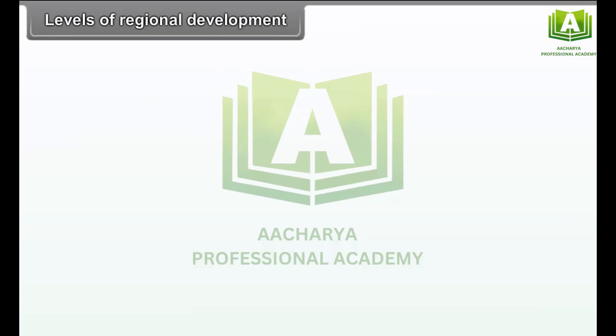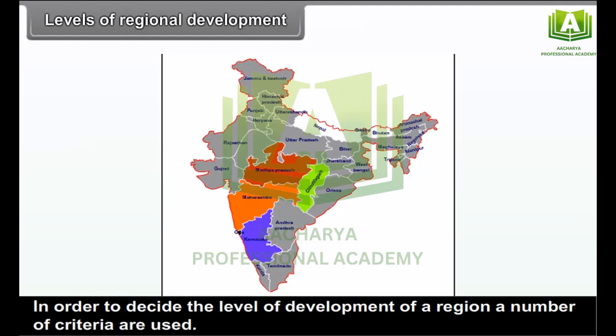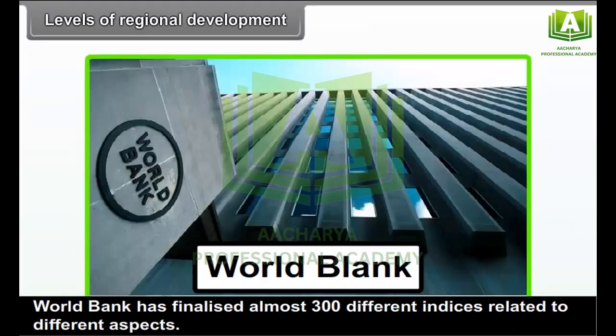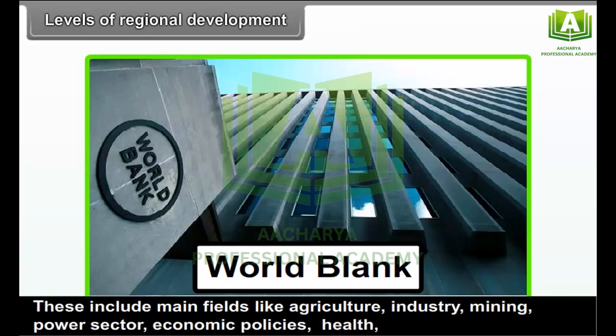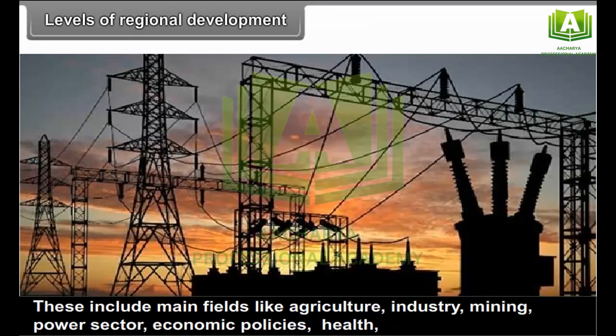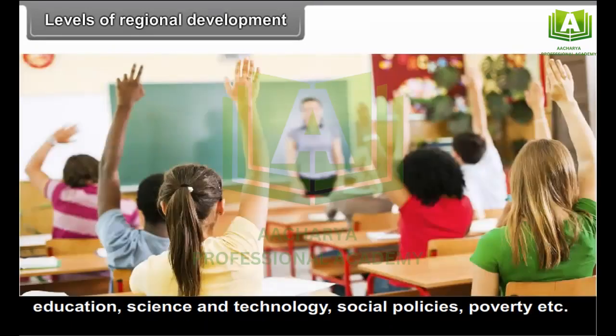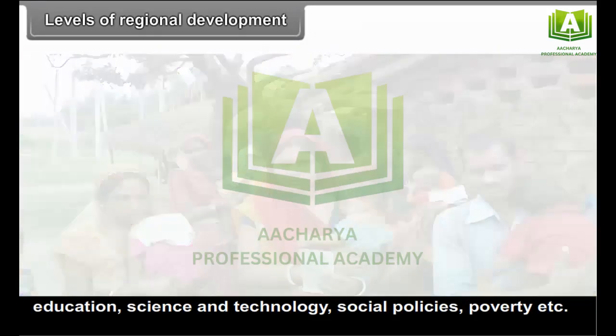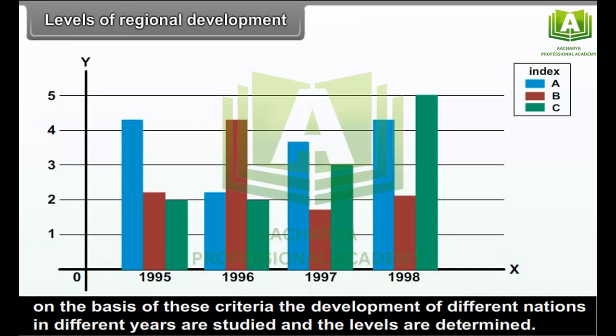Levels of regional development. In order to decide the level of development of a region, a number of criteria are used. At international level, in order to decide the level of development of various nations, World Bank has finalized almost 300 different indices related to different aspects. These include main fields like agriculture, industry, mining, power sector, economic policies, health, education, science and technology, social policies, poverty, etc.